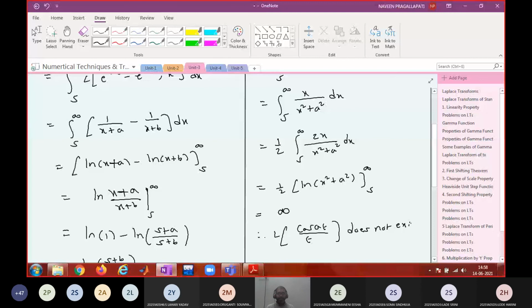Now you can see a special case also. If a equals 0, that is 1 by t. Already we know Laplace of 1 by t also does not exist.